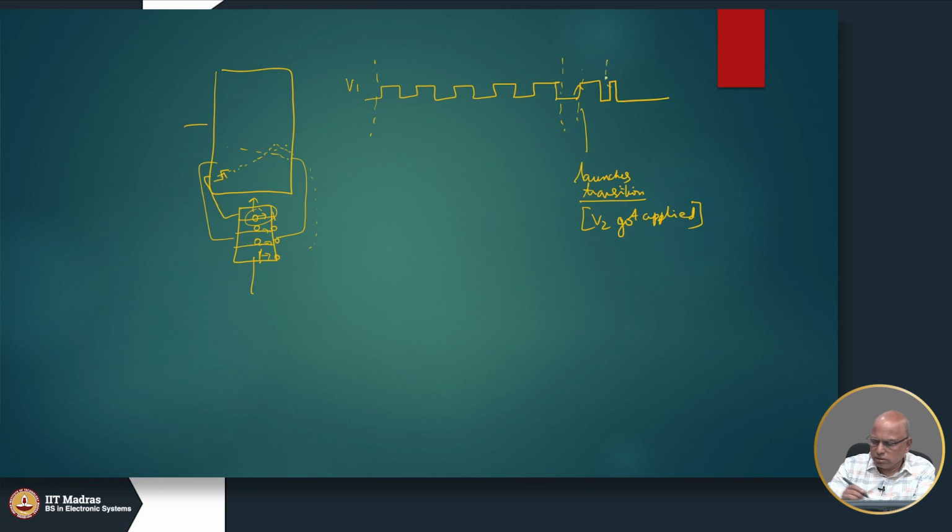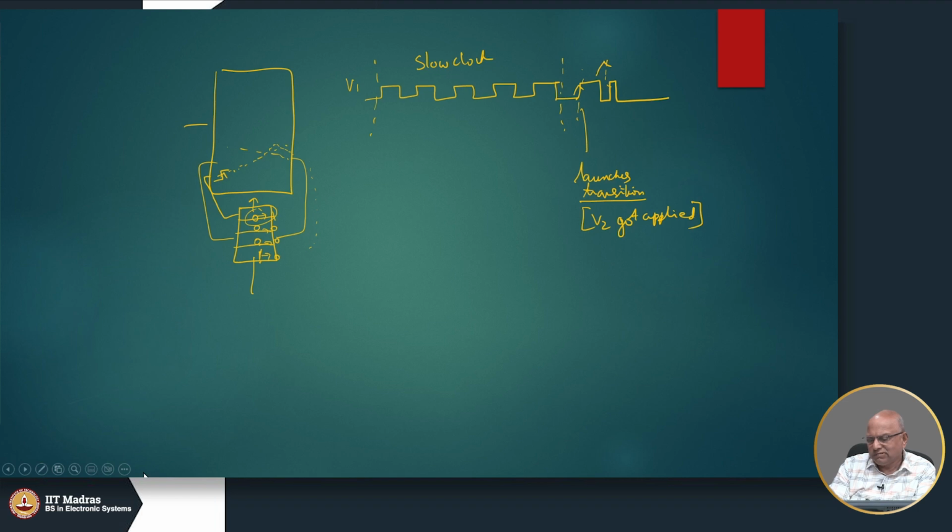So this may be, let us say, a slow clock. We are applying V1 at a slow pace, V2 also was applied at the slow pace, but when the transition was launched, we had to wait only for a short time before we capture.